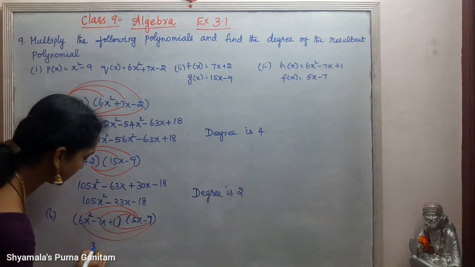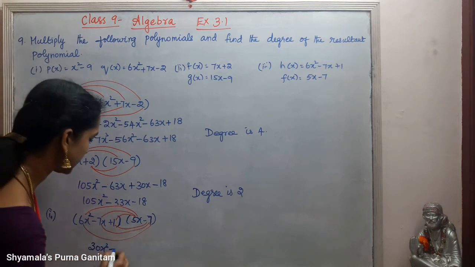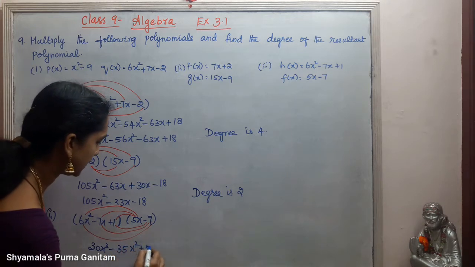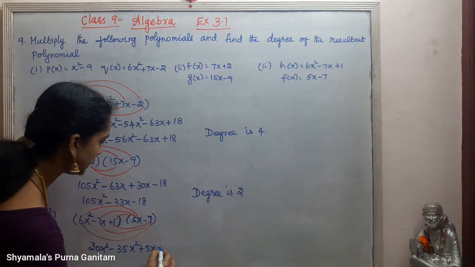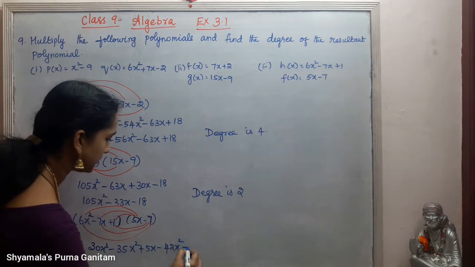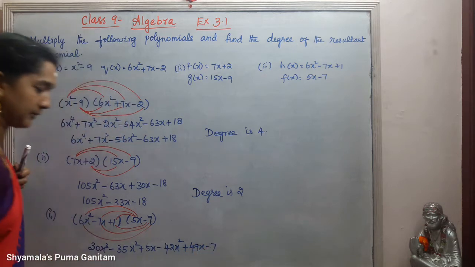So 6 5s are 30x cube. Then next one, 7 5s are 35, minus 35x squared, plus 5x. Then with 7 I will multiply. Minus 6 7s are 42x squared. Minus into minus is plus, 7 7s are 49x, minus 7.